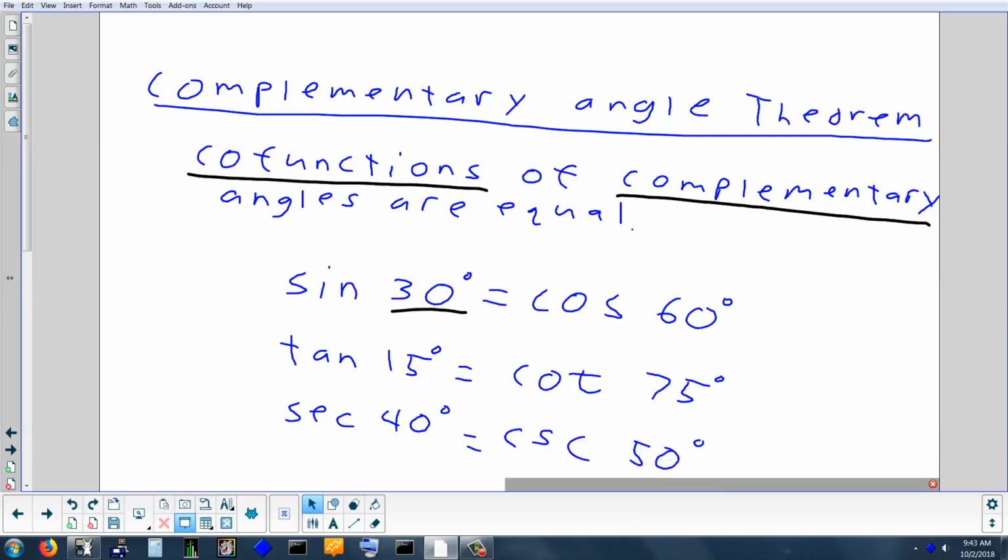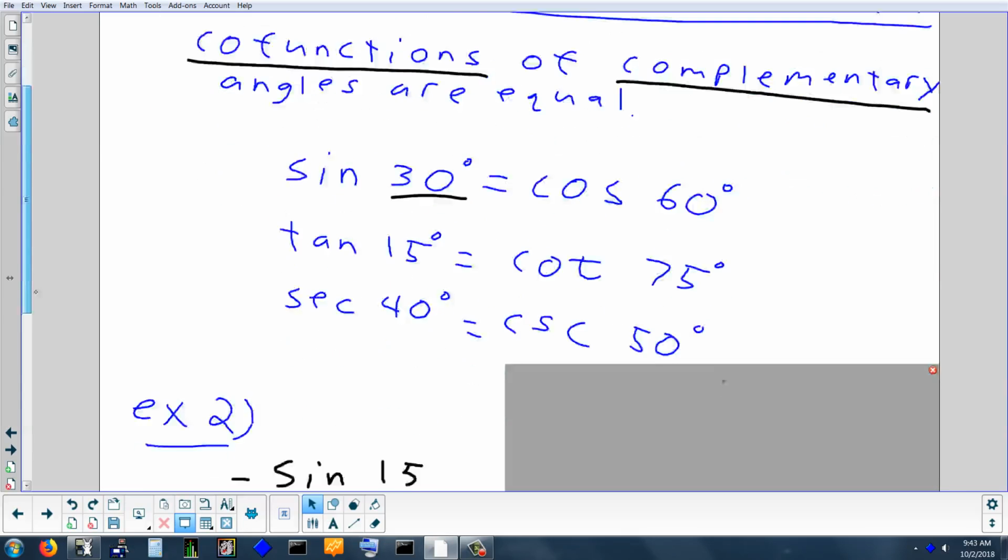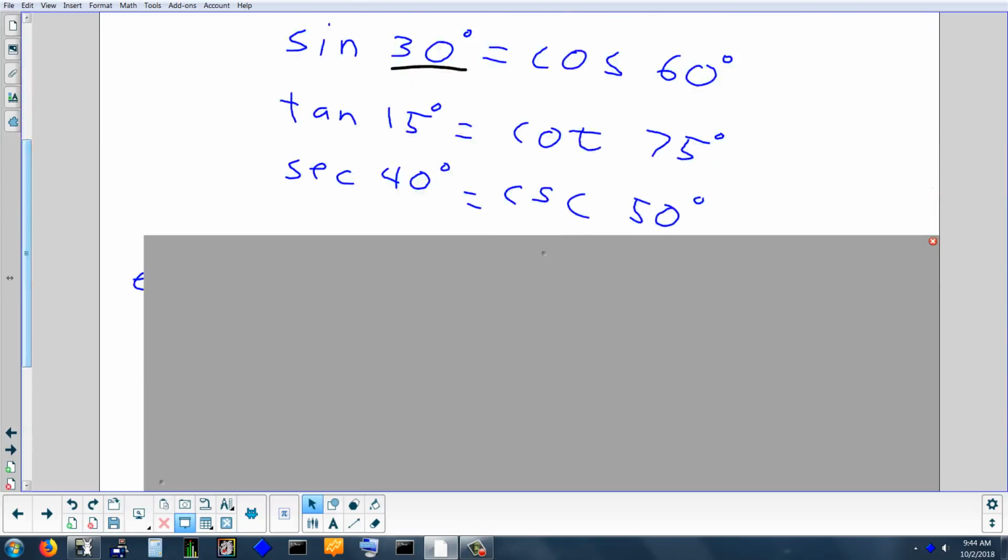So doing this still doesn't tell me what the answer is. If you ask me what the answer of tangent of 15 is, I still have no idea. It's not a nice number I can do in my head. But I know that it comes out the same as the cotangent of 75. And that's going to help me to do something like this.